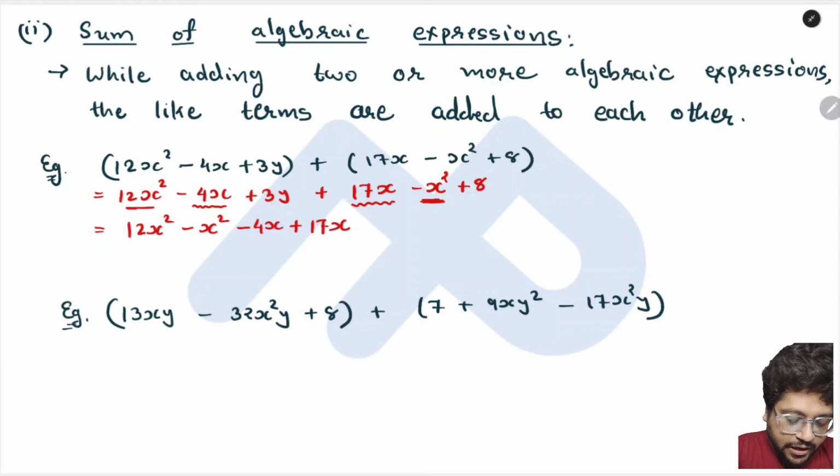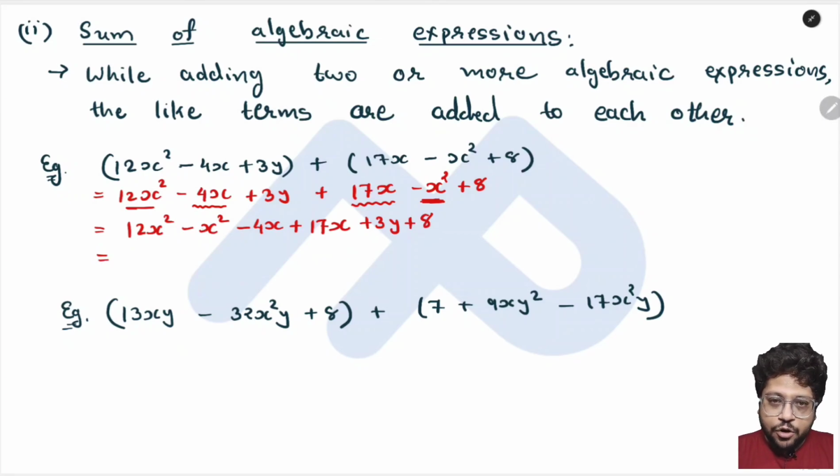Then the other two terms left, which are 3y and 8, they don't have any like terms with them, so I'll write them as they are, so 3y plus 8 as it is. Clear? Now we can add or subtract the like terms by just adding or subtracting their coefficients. The variable part remains as it is.